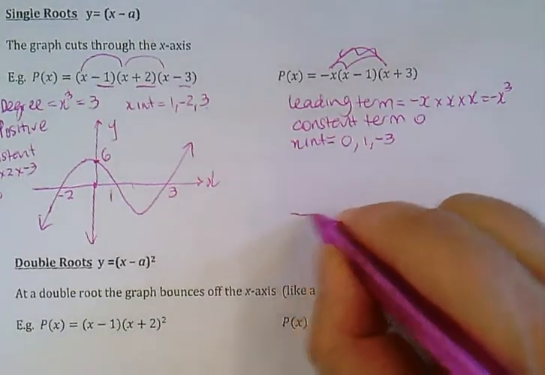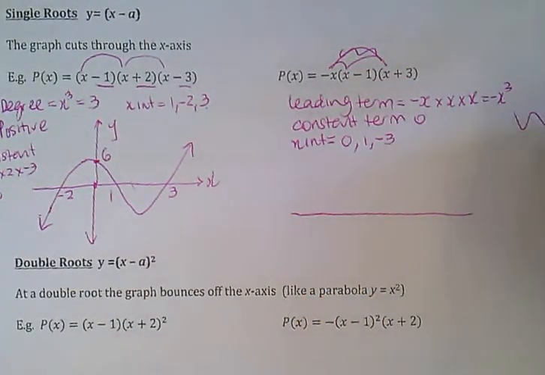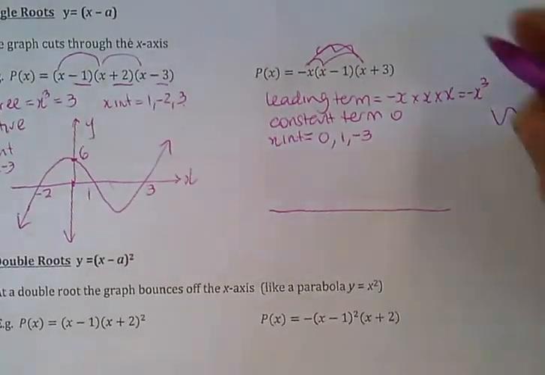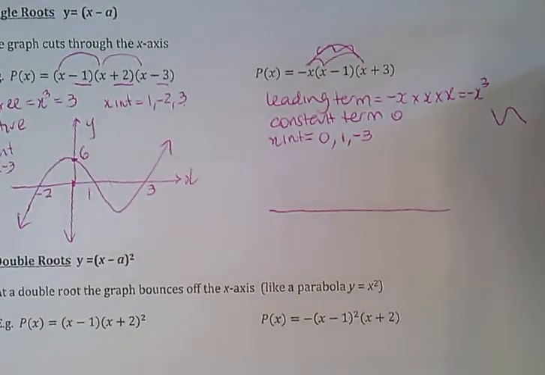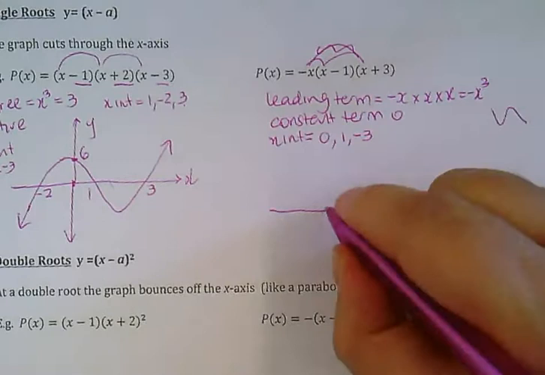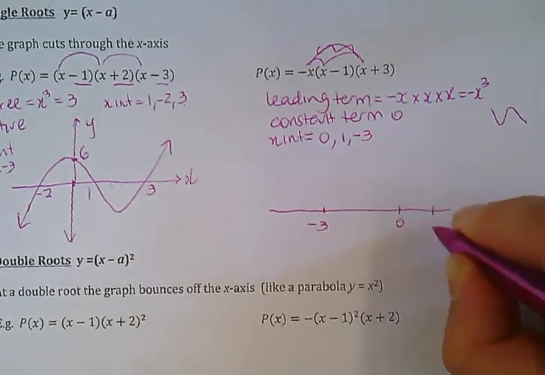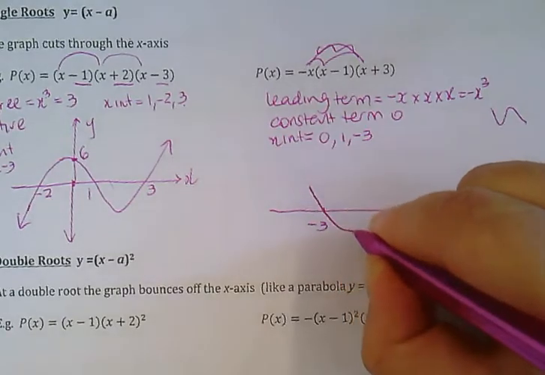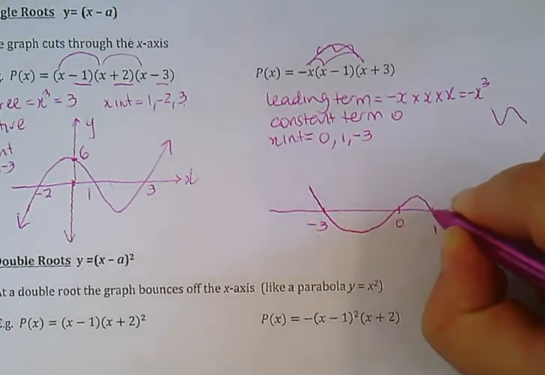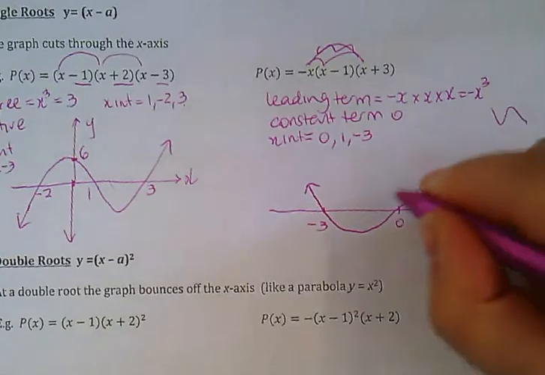So, what's the shape? This shape. That shape. Not that shape. That's the positive x cubed type. This is the negative x cubed type. Crosses at negative 3, 0, and 1, and it's this shape. Okay? But that's the general shape.